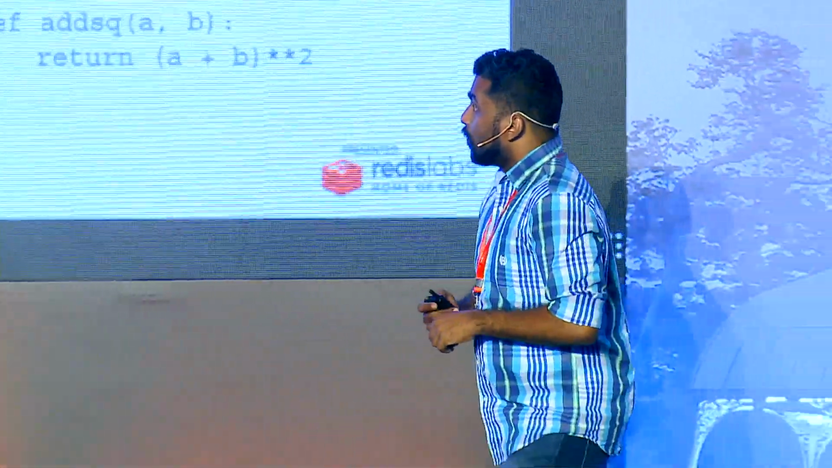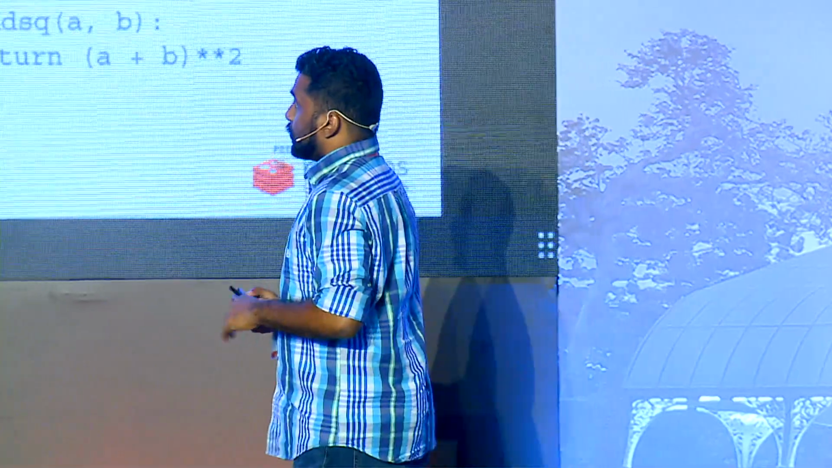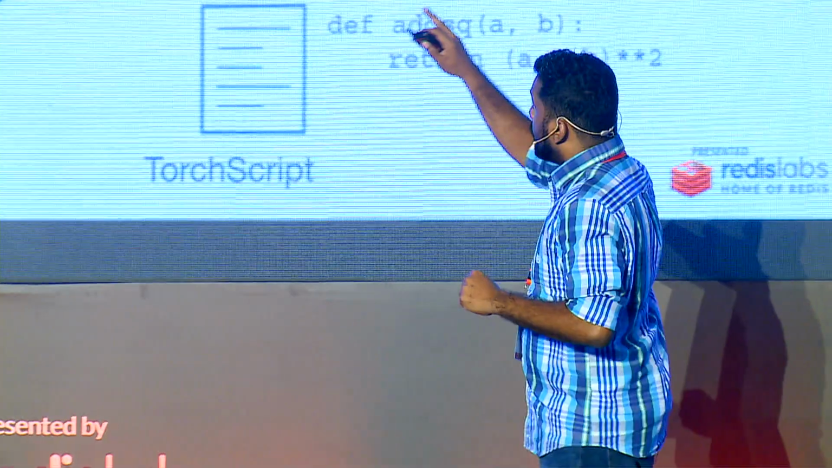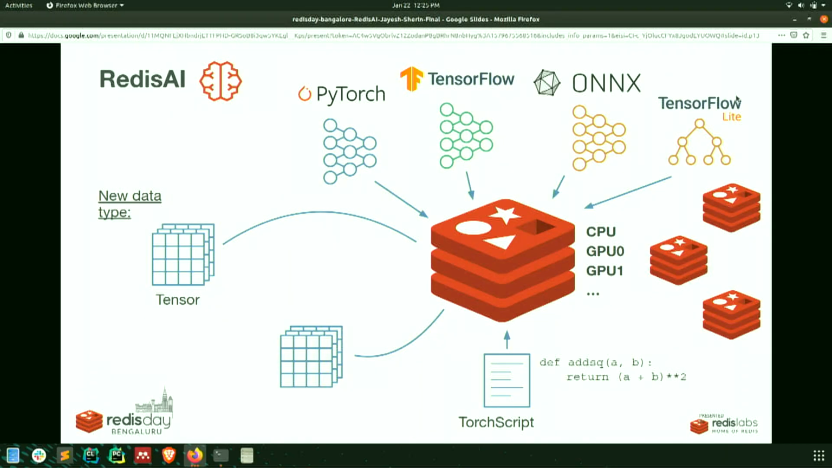Right. Moving on, this is a pictorial representation of the same thing. So it's introducing a new data type, tensor. Right now, RedisAI works with 4 different backends: PyTorch, TensorFlow, TensorFlow Lite, and ONNX. With ONNX, that's the beauty of ONNX. Microsoft introduced this thing called ONNX runtime. With that, you can essentially take a model that's built with scikit-learn or Apache Spark or XGBoost, convert it to an ONNX model and deploy that to RedisAI.